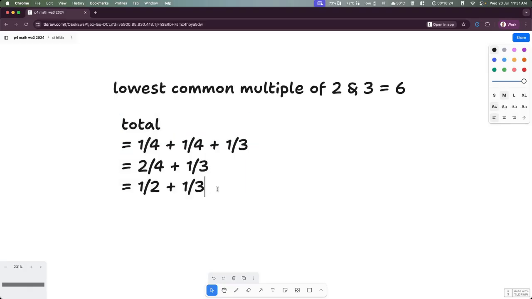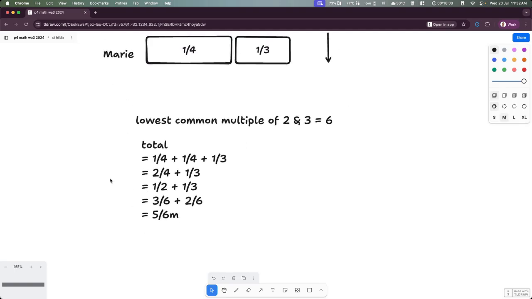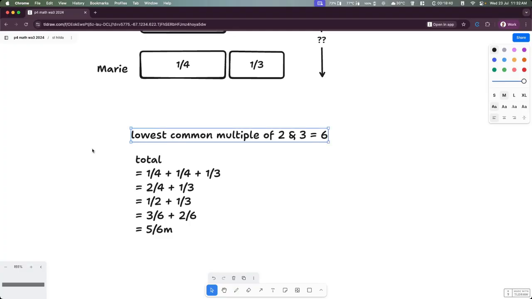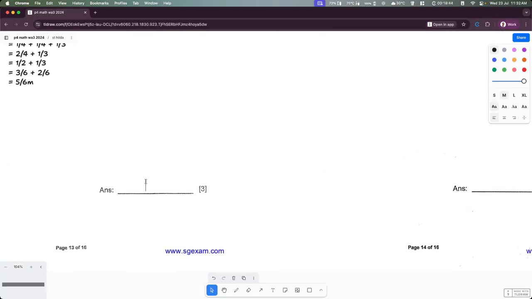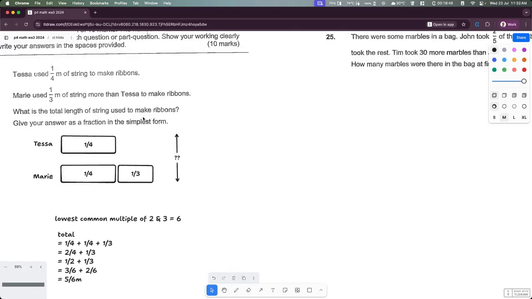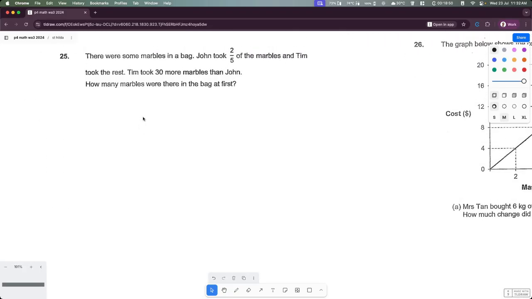So since 1 over 2, half, is actually 3 over 6, plus 1/3 is 2 over 6. And this will give us 5 over 6 meters. So that's the total, right? So there you go. This is how we do it for this question. So the answer is 5 over 6 meters in this case. All right. Pretty straightforward. Let's move on to the next question.